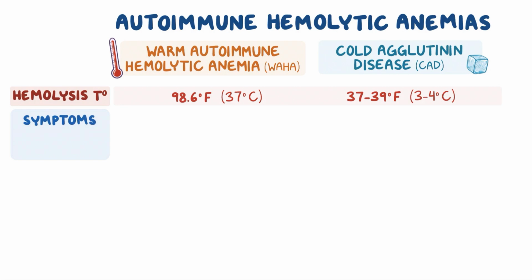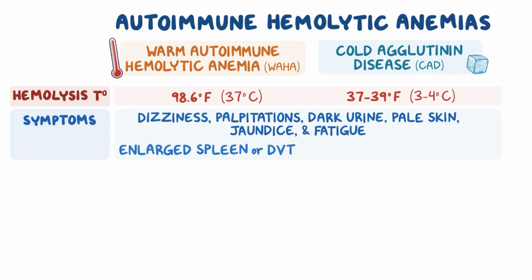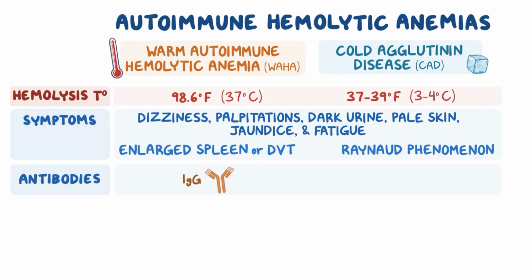Symptoms vary based on severity and include dizziness, palpitations, dark urine, pale skin, jaundice, and fatigue. Individuals with wAIHA may also develop an enlarged spleen or deep vein thrombosis, whereas individuals with CAD may experience Raynaud phenomenon. IgG antibodies are primarily responsible for wAIHA, whereas IgM antibodies are responsible for CAD.